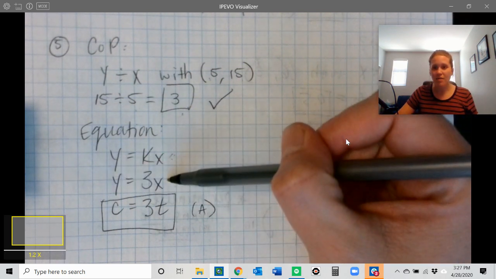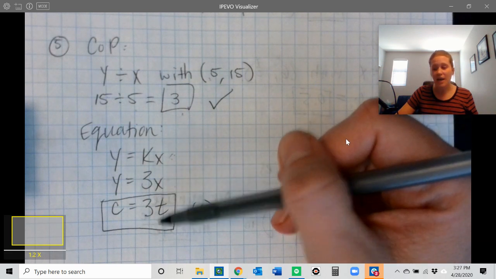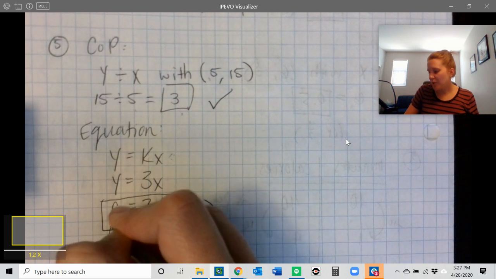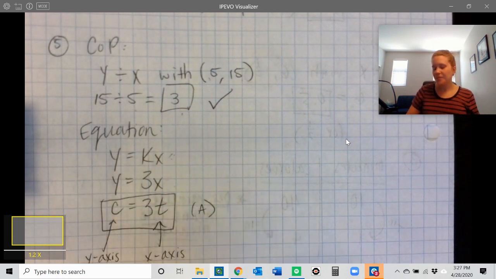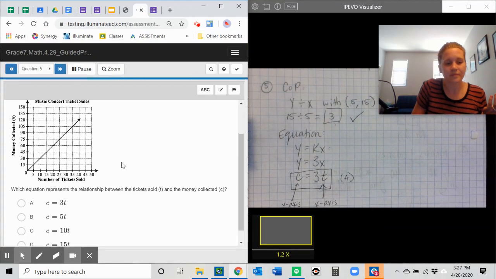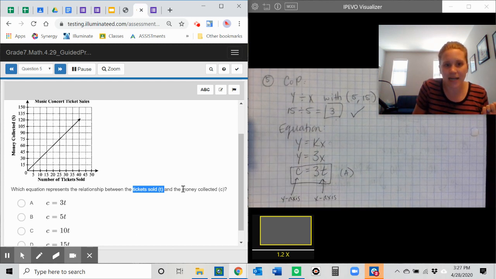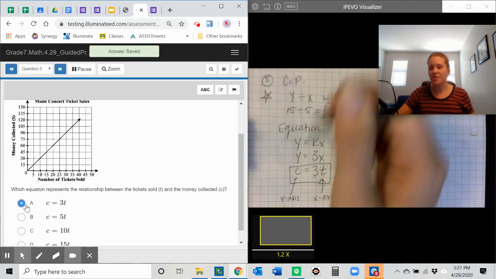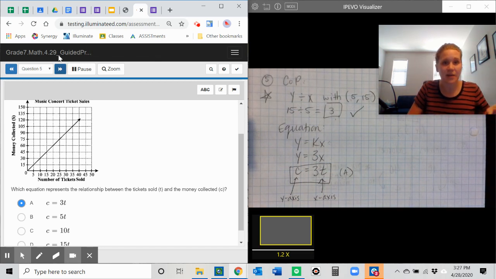I noticed that x and y were not in my answer choices. So I swapped those out for the variable that was on the x-axis and the variable that was on the y-axis. How do I know which variable is on which axis? I know that the x-axis is tickets sold, and tickets sold is represented by T. I know that the y-axis is money collected, and money collected is represented with the variable C. Okay, A is the correct answer. Put a star on your paper if you got number 5 correct. I can't wait to see what you do on your independent practice today.